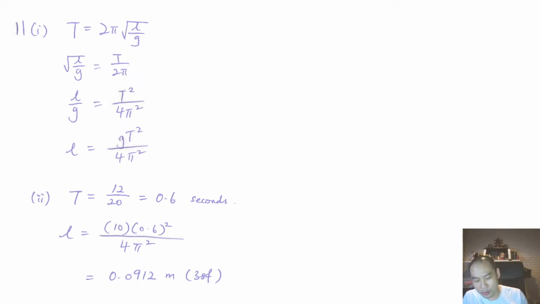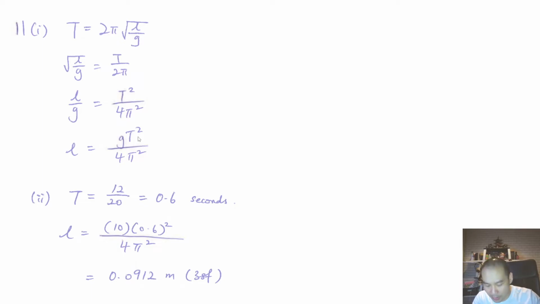if it takes 12 seconds to complete 20 oscillations. So this is basically just a question where we are supposed to substitute in the numbers. So the first thing we are going to do is see what information we need. In this particular case, we want to find the value of L. And what we need is the value for g as well as the value for t. The value for g is given as 10, which we already know from the question. So we need to find out what t is.